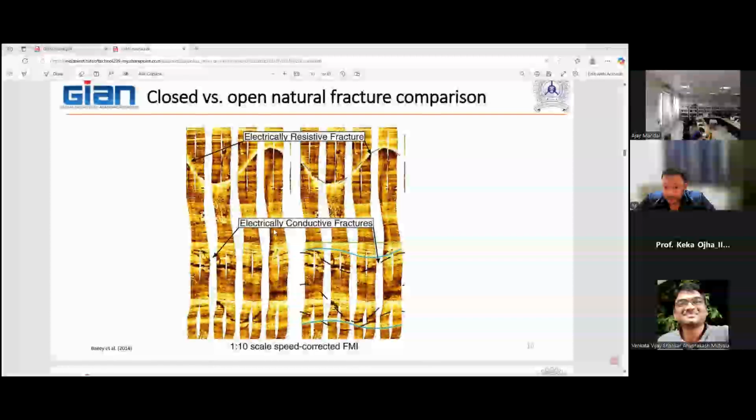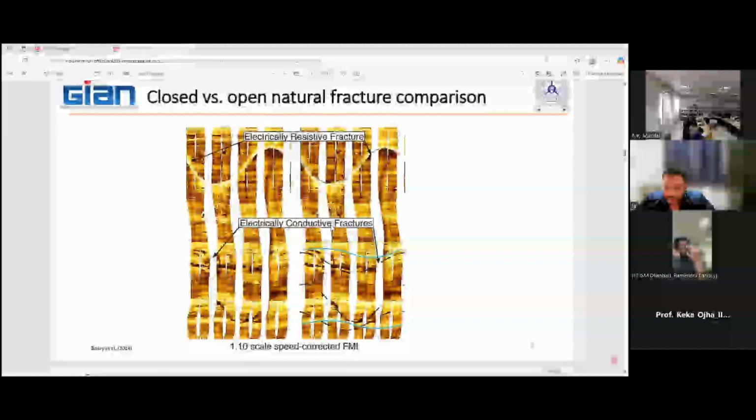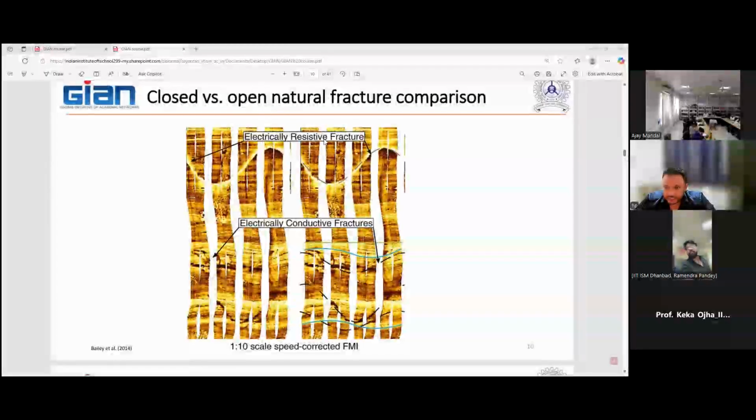So one easy way to remember is that electrically conductive is also hydraulically conductive. Electrically less conductive is also hydraulically less conductive. Okay.